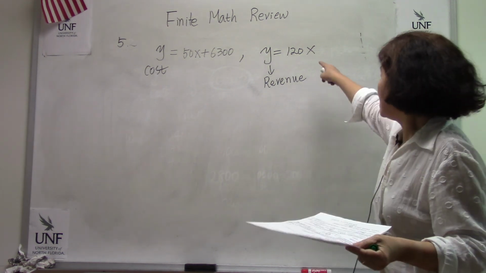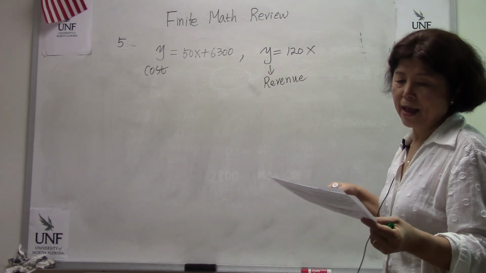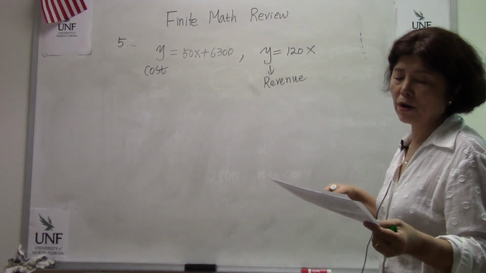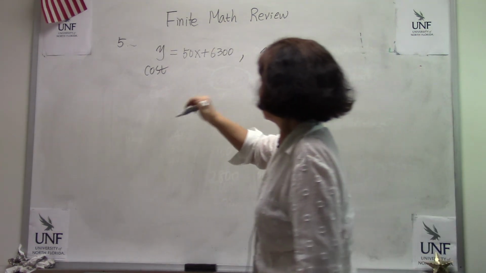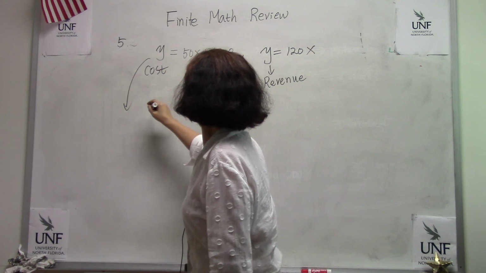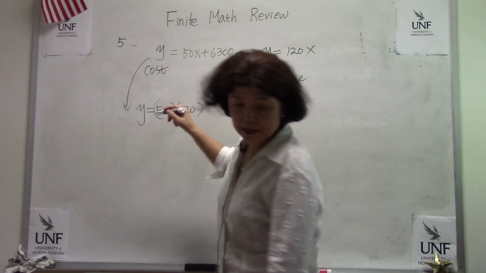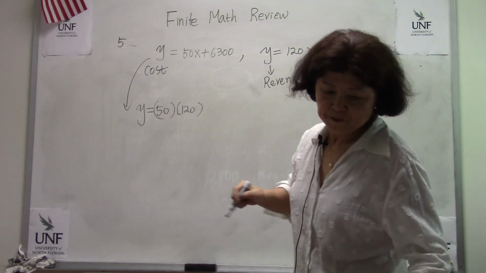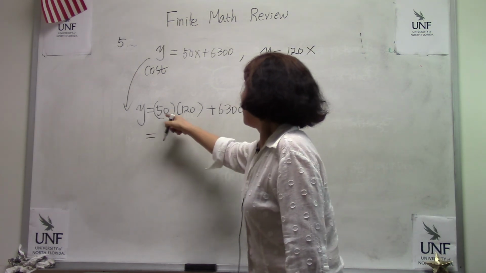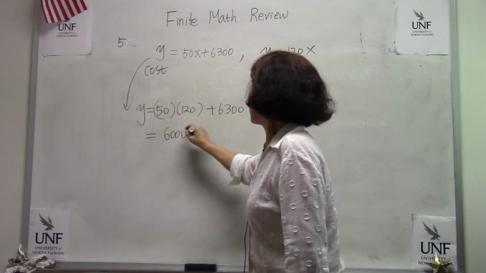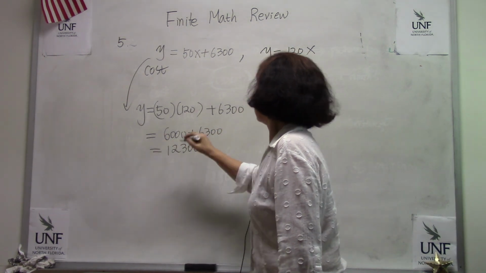In other words, they are going to sell it for $120 each. All right. What is the cost of making 120 gaming keyboards? So you have to use the cost equation. 50 times 120 plus 6,300. So this is 6,000 plus 6,300, therefore $12,300.